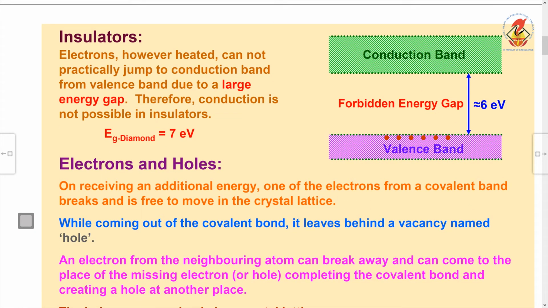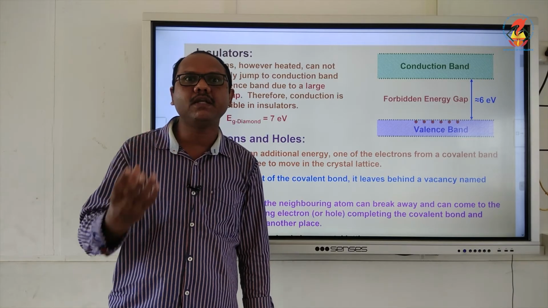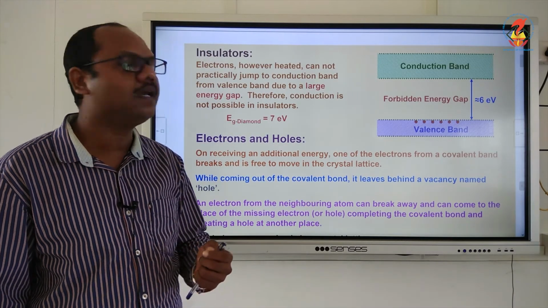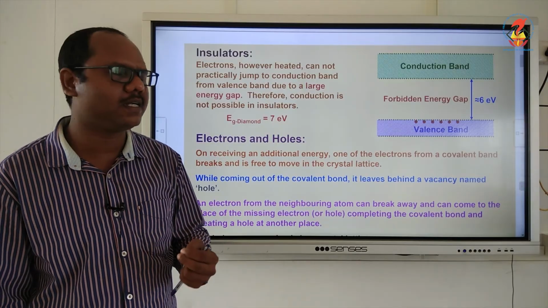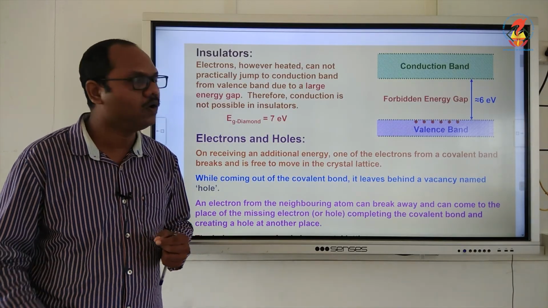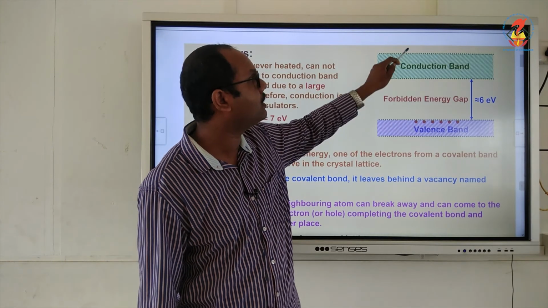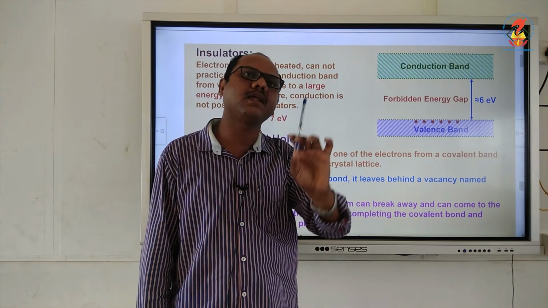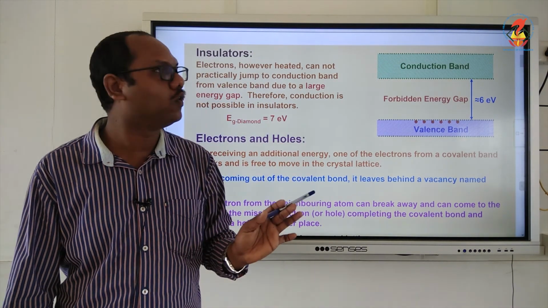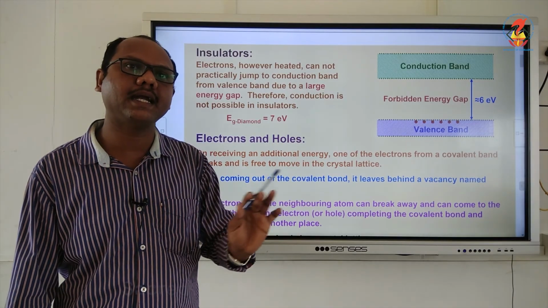Insulators. In insulators, the valence band is completely filled, whereas the conduction band is empty. And you just see the forbidden energy gap, which is about 6 electron volt. So even if I give a sufficient amount of energy, electrons cannot jump from the valence band to the conduction band. So the conduction band remains always empty, therefore insulators cannot conduct electricity at all.